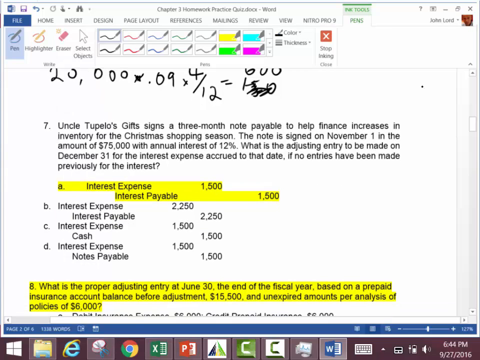All right, Uncle Tupelo. I think these are all the name of rock bands or something. I didn't come up with these names. Okay, so we got this Uncle Tupelo, and signs a 3-month note payable to help finance increases in inventory for the Christmas shopping season. The note is signed on November 1st in the amount of $75,000. Annual interest is 12%. And what is the adjusting entry at December 31st? And you can see the journal entry there. So why don't you show me how to set that up? How to get that $1,500?